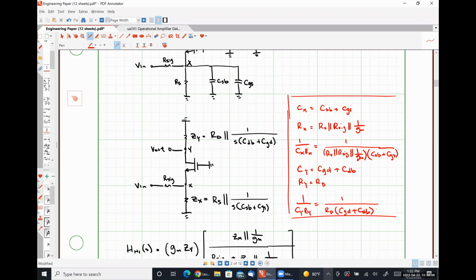Because if we were looking into the drain node of an NMOS transistor with the gate shorted and the source shorted or at ground, we would see R naught by itself. But when R naught is infinitely large, we see an open circuit. And RD in parallel with an open circuit is just RD. I'm not trying to be hand wavy here. That's literally the way to interpret it.